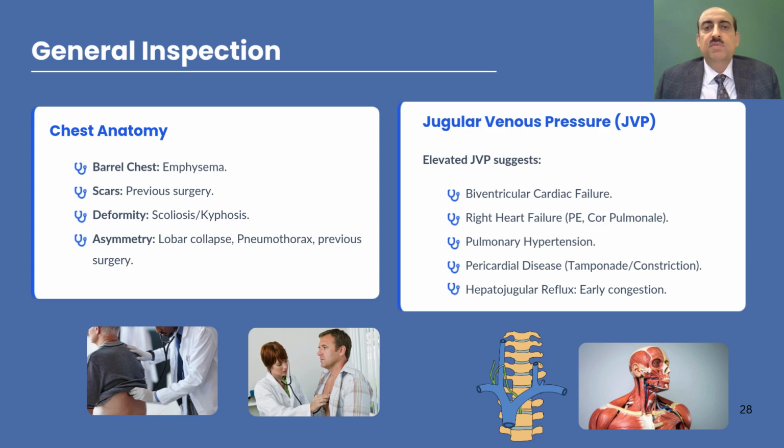Asymmetry of the chest wall movement, like one part moving less and the other moving more, could indicate a local problem like a lobar collapse or even a pneumothorax. So that will be important in inspection. The other inspection part is the JVP. Obviously, the jugular venous pressure, if it's elevated, would indicate either a biventricular cardiac failure or right heart failure on its own due to pulmonary embolism or cor pulmonale, pulmonary hypertension, and also it might indicate pericardial disease like cardiac tamponade, which we have discussed in our module 2.